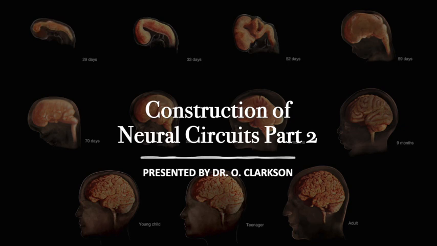But here are the major ones. So you have nerve growth factor, you have the brain-derived growth factor, BDNF, brain-derived neurotrophic factor, and neurotrophins, also referred to as NT.